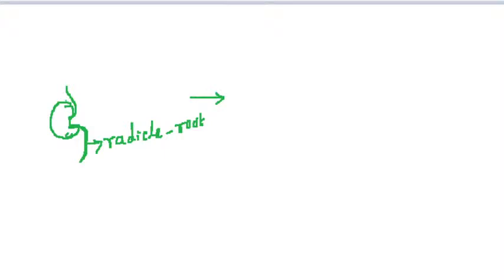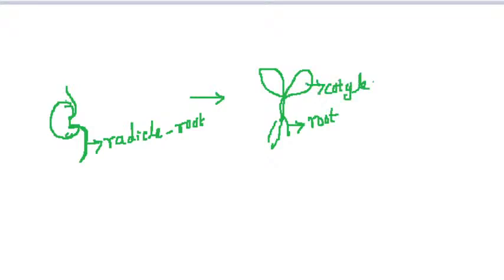After some time, we can see the radicle. This is the radicle, the root. And this part is called cotyledons. And at the center of the cotyledons only, the leaves will form, the foliage leaf. The first leaf will be at the center. For the development of the first leaf, the nutrients are provided by the cotyledon.